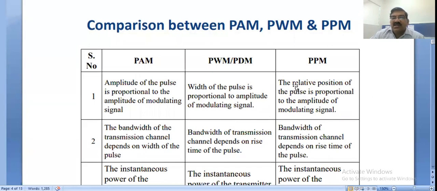And in pulse position modulation, the relative position of the pulse is proportional to the amplitude of the modulating signal. So here the position is varied, and there the amplitude of the pulse is varied. The reference for all this is the instantaneous amplitude of the modulating signal. According to the modulating signal amplitude, here the amplitude of the pulse is varied, here the width of the pulse is varied, and here the pulse width is fixed but the position is varied.